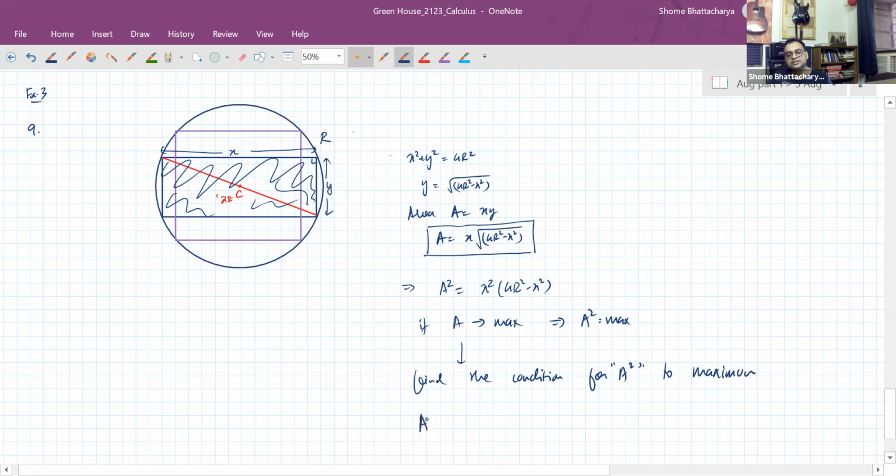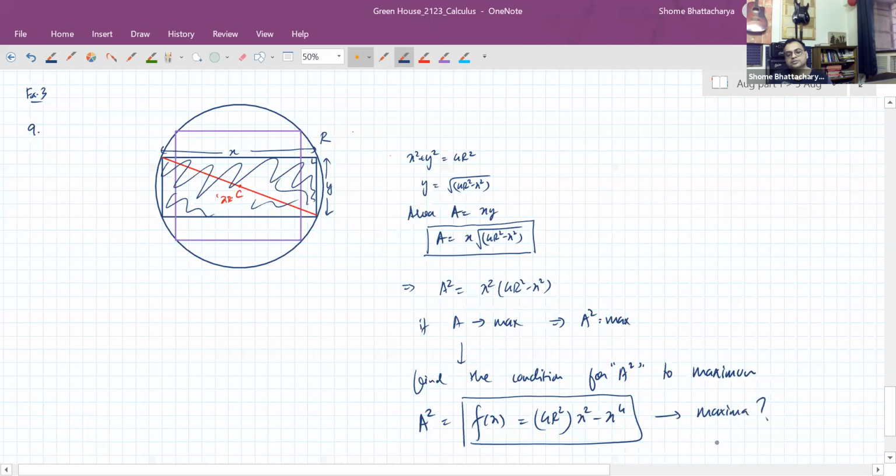Okay. So think of A square as a function of x, and as a function of x, it is 4r square x square minus x to the power 4. So think of this and find the maximum of this function. And once we get the maximum of this function, we know that the maximum of the area will be square root of this function's maximum value. You following so far now? Okay. So this is one approach to the problem, and you can do it quite easily using the maximum minima concept that we discussed. So just try it out from here. We'll discuss.